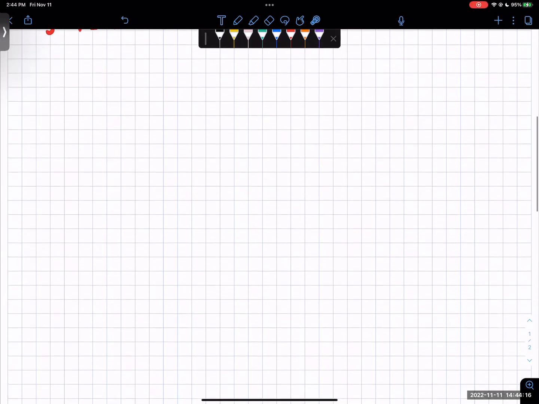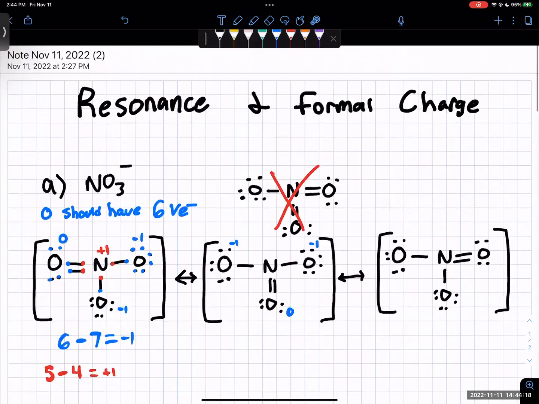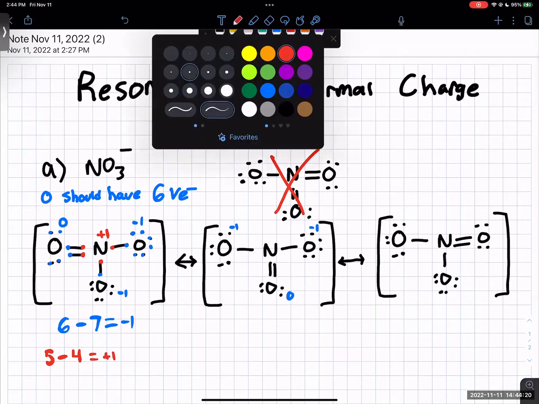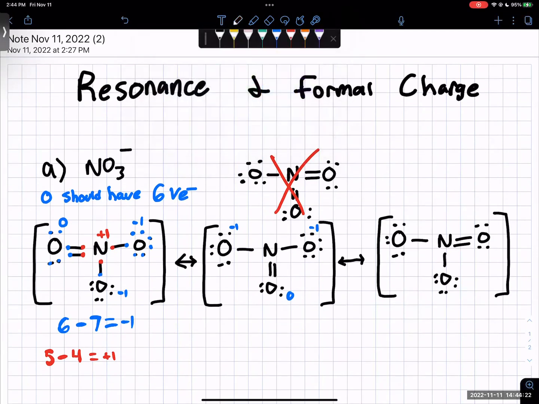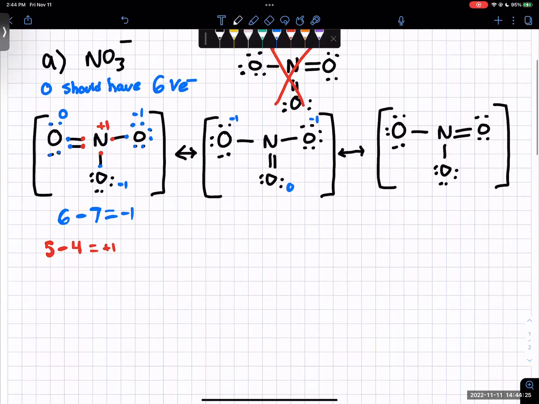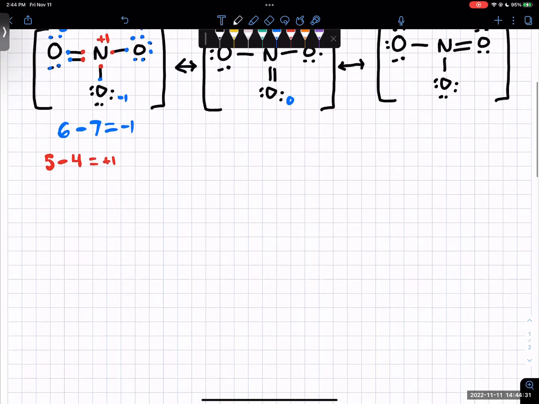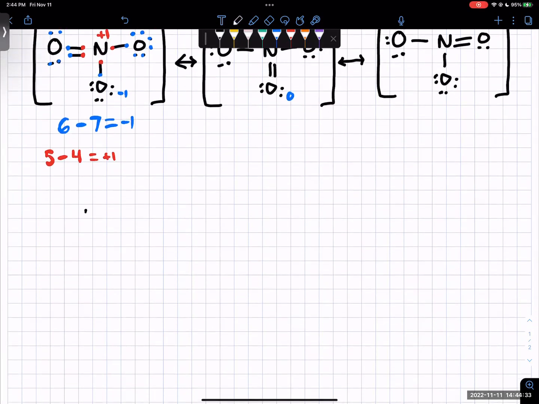So props to you for coming to these sessions to stay on top of your studies. Yeah, I am her professor. Okay, the next one is going to be a formate ion, so that looks like this. You can just move the double bonds. Exactly. So double bond.